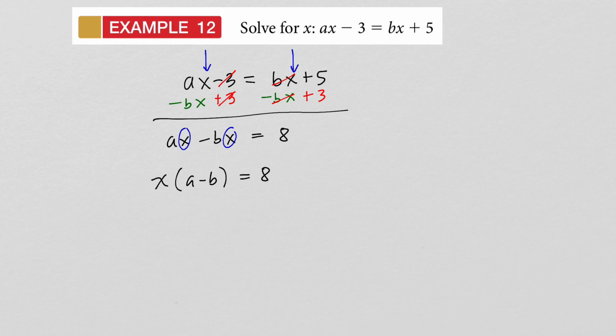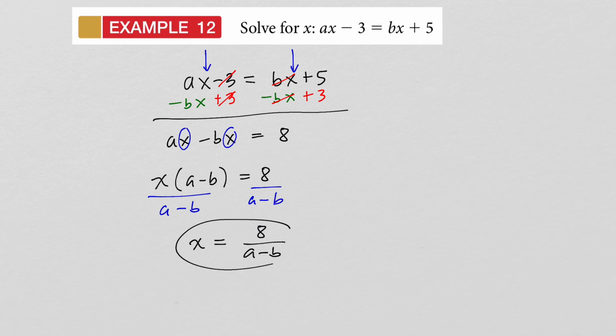So we have x times a minus b is equal to 8. And then to solve for x, I just need to divide by a minus b. So we have x is equal to 8 divided by a minus b, right? Because that's just canceling those out there. And that's our answer.